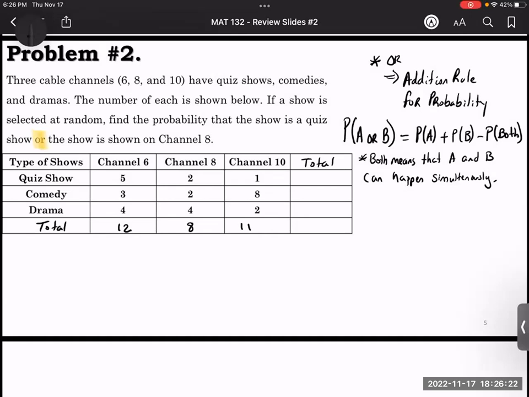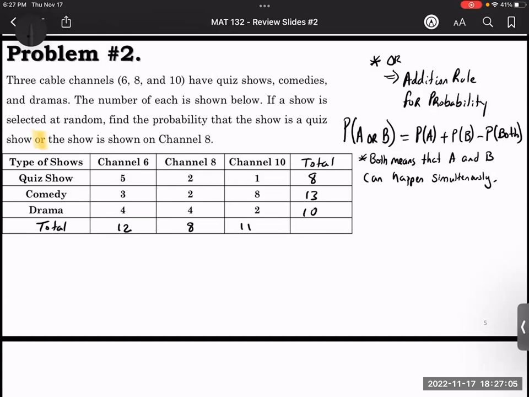All right. Now you can get the number of quiz shows, the number of comedies, and the number of dramas. So how many quiz shows are there? Well, there's 5 on channel 6, 2 on channel 8, 1 on channel 10. So if you add it up, there's a total of 8. If you go to comedy, there's 3 on channel 6, 2 on channel 8, 8 on channel 10. So in total, 13. For drama, it's 4, 4, and 2. So in total, that's 10.